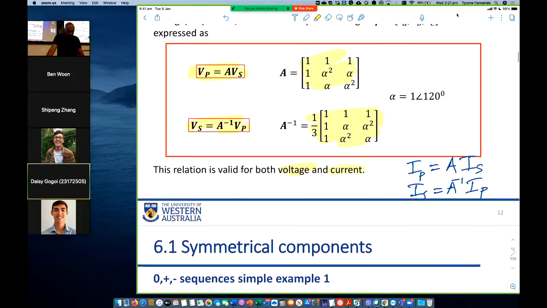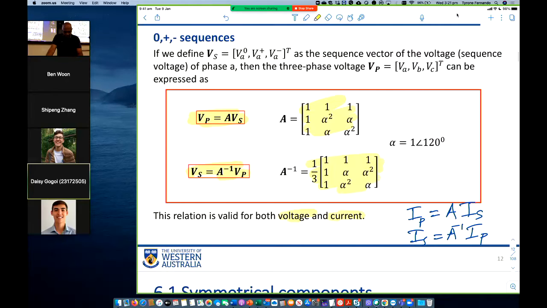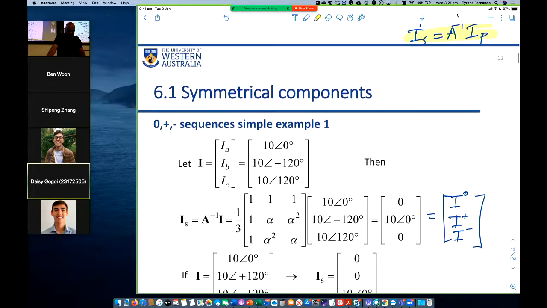These relationships are valid not only for voltages, they are also valid for currents. Phase currents are related to the sequence currents, right?